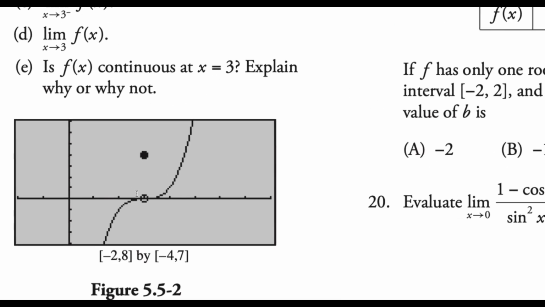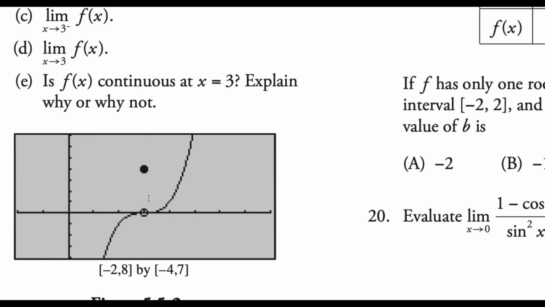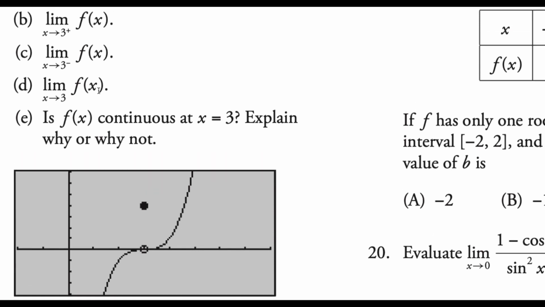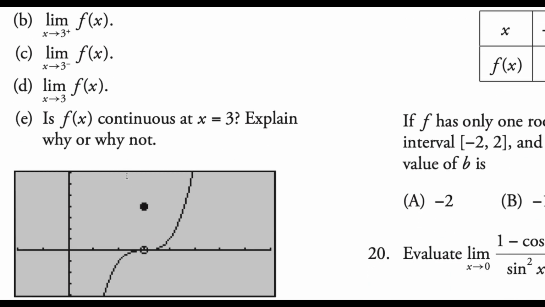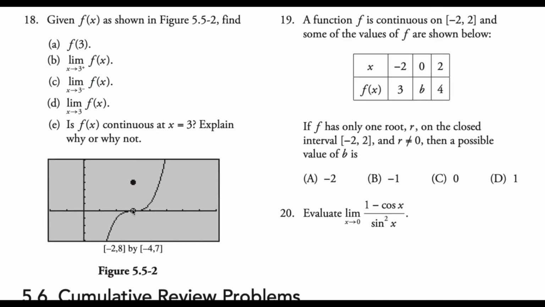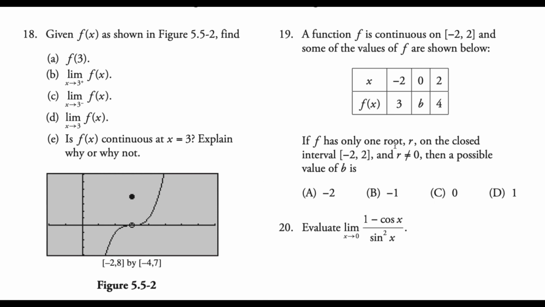And so it's really easy to tell that it's not continuous at x equals 3, because the limit when x approaches 3 is not equal to f(3), right? We have the limit equal to 0, while the actual value of f(3) is equal to 4. So it is discontinuous, and it is really evident in our graph right here.